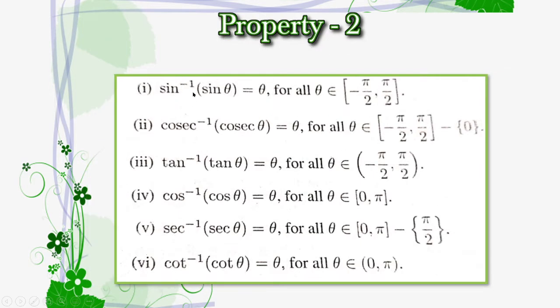Property 2, sine inverse of sine theta will give us theta. Both sine and sine inverse will cancel out each other if our theta belongs to this interval. At this point of time, these will be considered as inverse trigonometric functions. And what is the domain of this? That is sine theta. And what is the domain for theta in this principal value branch? It is minus pi by 2 to pi by 2 in the closed interval. And the same thing applies to all six inverse trigonometric functions.